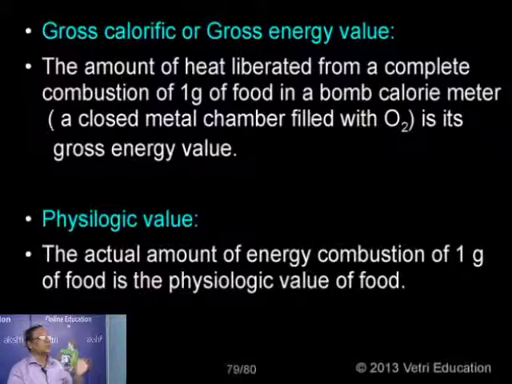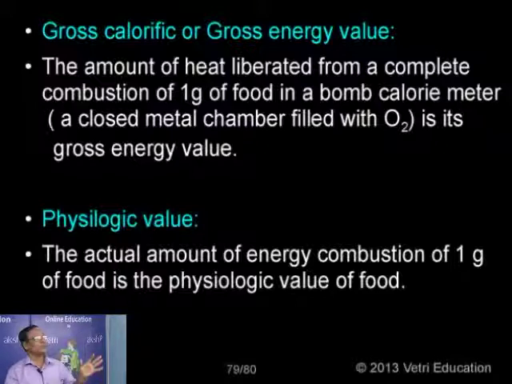So the amount of heat liberated when 1 gram of food, any food, is completely combusted in a bomb calorimeter is what is known as gross energy value. This is in experimental analysis. We are doing it outside the body, in vitro, in a metal chamber. So that is what is called the gross calorific value or gross energy value.